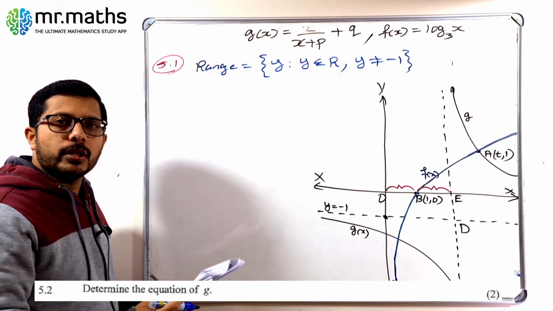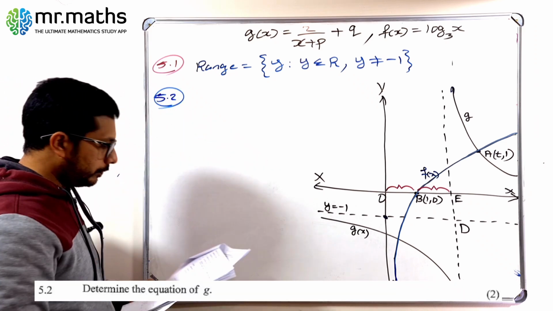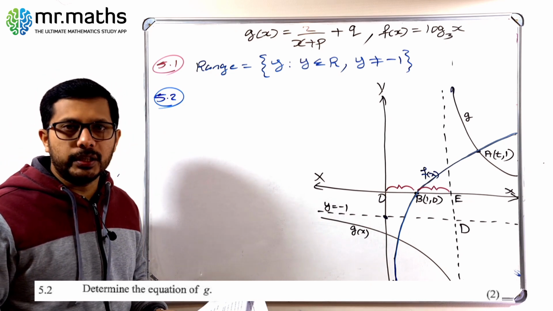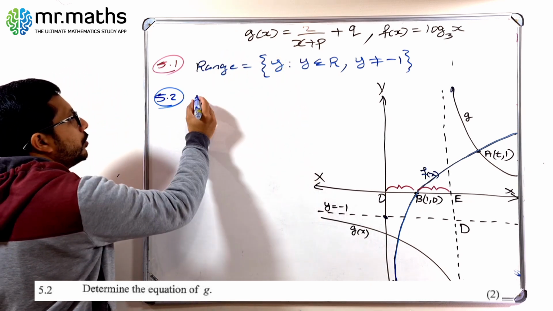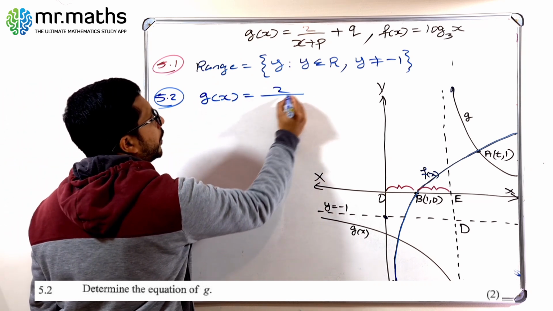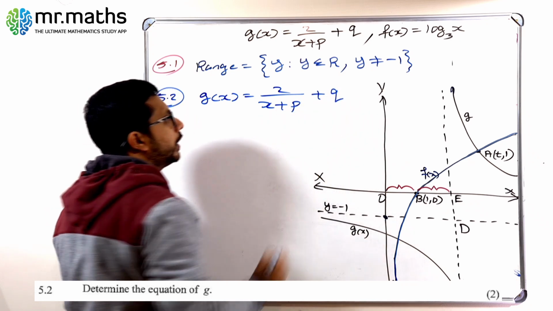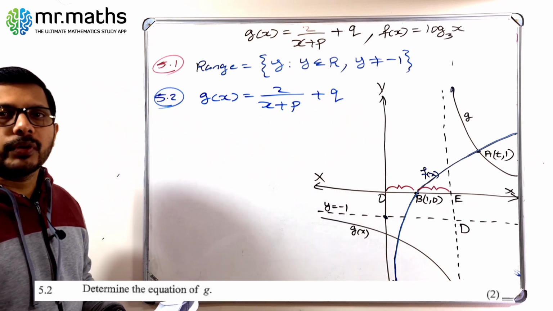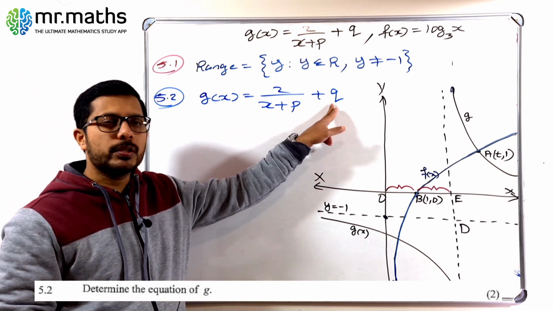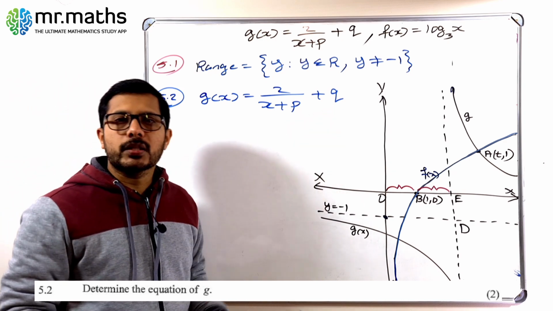Okay, let's go to question number 5.2. What is question number 5.2? Determine the equation of g. You have to find the equation of g of x. What is our g of x graph? G of x is equal to 2 divided by x plus p, plus q. And you have to find the equation of g. Equation of g means that you have to find the values of this p and q. That's all. Okay, so what does this q stand for?